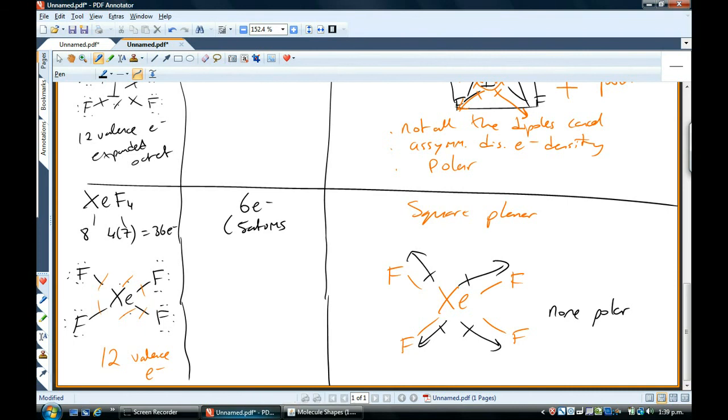Any questions, just post them on the video and I'll try to get back to you on those. But that is a pretty comprehensive overview of the shapes, how to draw Lewis diagrams, and how to determine whether the molecules are polar or non-polar.